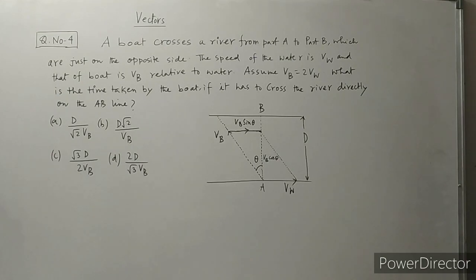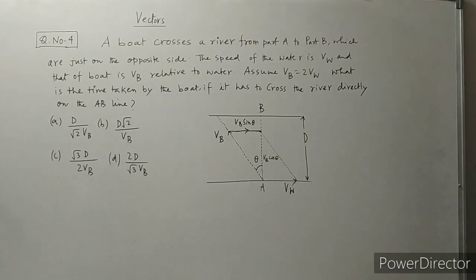So in question number 4, it is given that a boat crosses a river from point A to point B, which are just on the opposite sides. The speed of the water is VW and that of the boat relative to water is VB. So assume VB is equal to 2 VW, meaning the velocity of the boat is twice the velocity of the water. What is the time taken by the boat if it has to cross the river directly on the line AB?